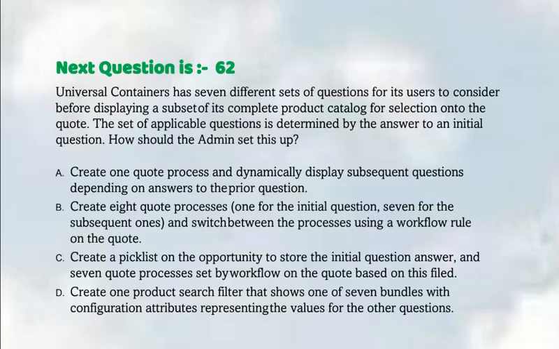Option B, create 8 quote processes, one for the initial question, 7 for the subsequent ones, and switch between the processes using a workflow rule on the quote. Option C, create a pick list on the opportunity to store the initial question answer and 7 quote processes set by workflow on the quote based on this field. Option D, create one product search filter that shows one of 7 bundles with configuration attributes representing the values for the other questions. Correct answer is option A.